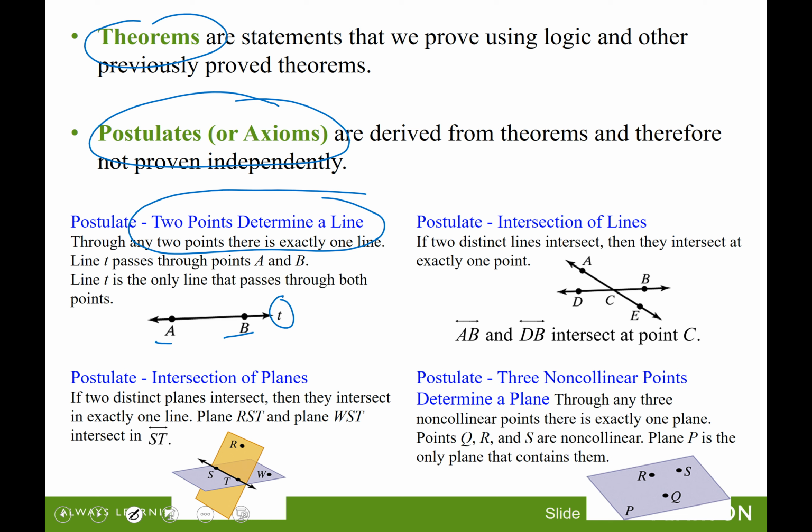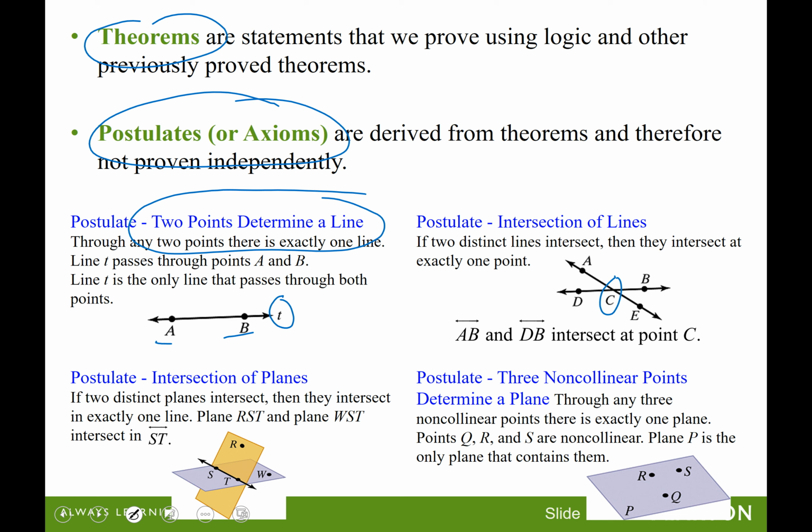Let's head this way. Intersection of lines. If 2 distinct lines intersect, then they intersect at exactly 1 point. It's hard to believe that you can draw 2 lines and they can only intersect at 1 point. Now this is if they're not the same line, of course, but I'll get into that. But it is true. Try to draw any 2 lines that aren't the same line, and they will intersect at 1 and only 1 unique point. And that would be, for this example, the point C.